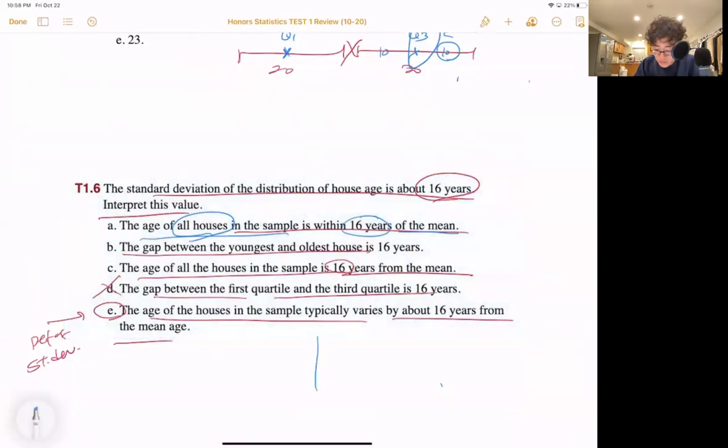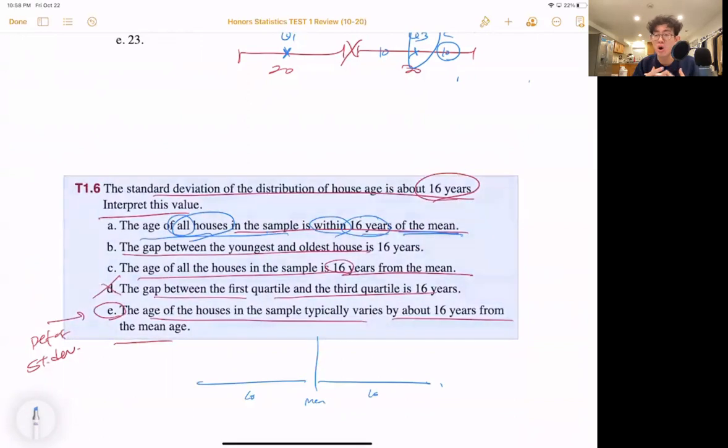That literally means if the mean is here, all the ages of all the houses are between plus and minus 16 from the center. That's not what standard deviation is about. It's just a deviation away from the mean. I know it says within 16 years from the mean, but the problem is that all houses cannot be accounted for within one standard deviation. We'll go over that in chapter 2. But you can't contain all houses within 16 years from the mean.